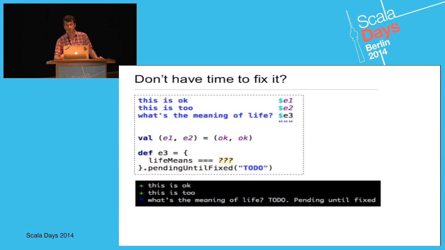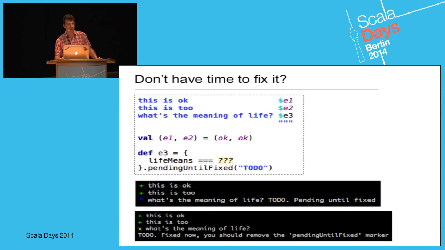Maybe later on, I'm going to fix the example. In that case, the message is going to be changed, and it's going to tell you, oh, now you fixed the example, so please just remove this annotation. At least you should consider it, because it doesn't make sense anymore.